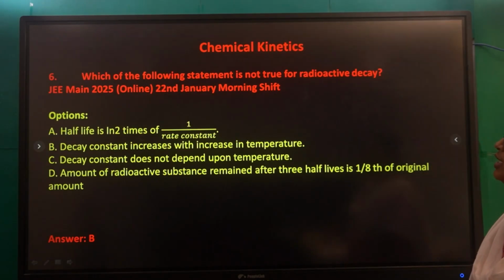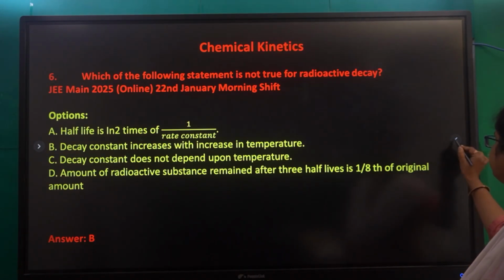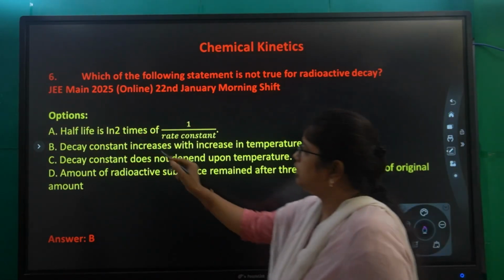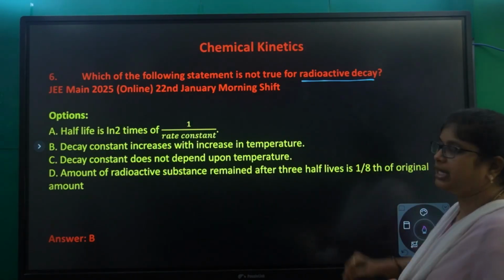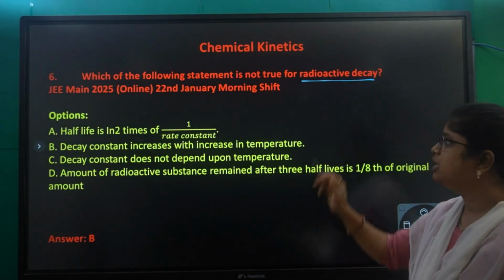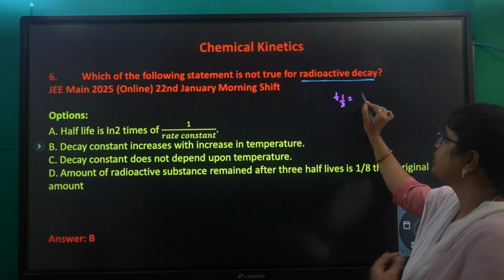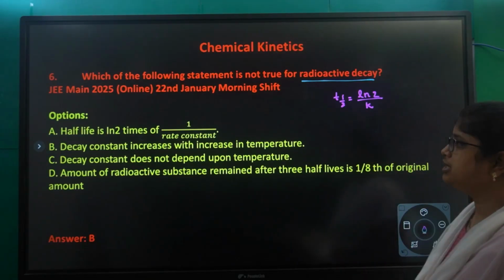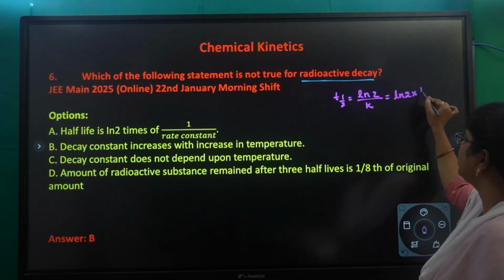Next, which of the following statements is not true for radioactive decay? Okay, which is not true for radioactive decay? Half-life is ln 2 times 1 by rate constant. Here we know that radioactive decay is a first order reaction, right? So for first order reaction, T half is equals to ln 2 by K. So this is correct only. How can we write this? ln 2 into 1 by K.